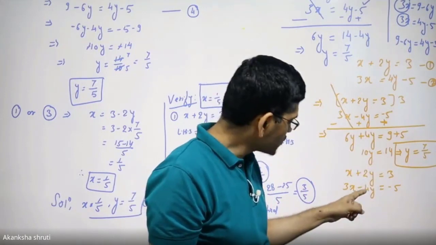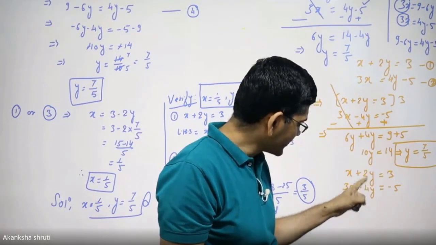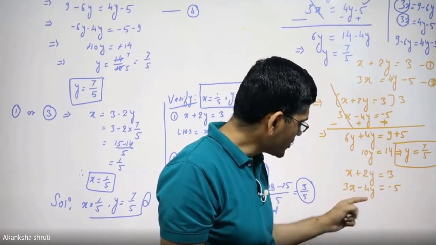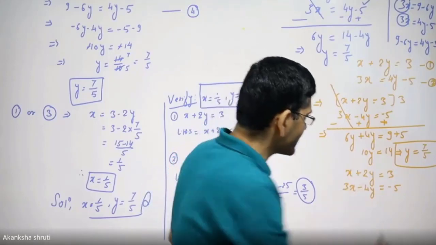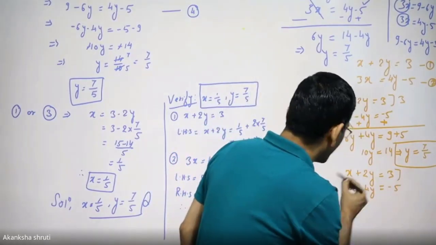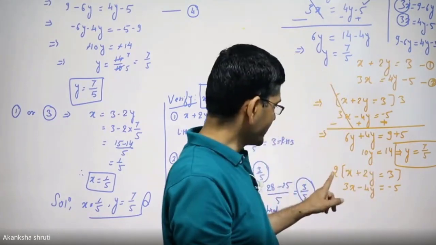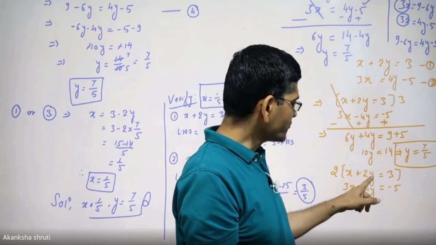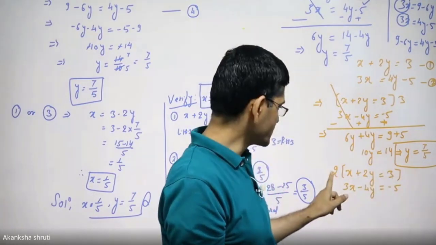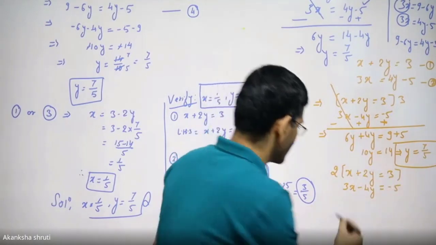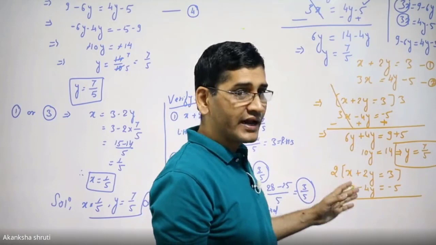Here we are observing that the y have different coefficient. Equation 1 have coefficient 2, but equation 2 have coefficient minus 4. So if I multiply this equation 1 by 2, it becomes 2x plus 4y is equals to 6. This 2 and this bracket have that significance. Then we need to decide whether to add or subtract.